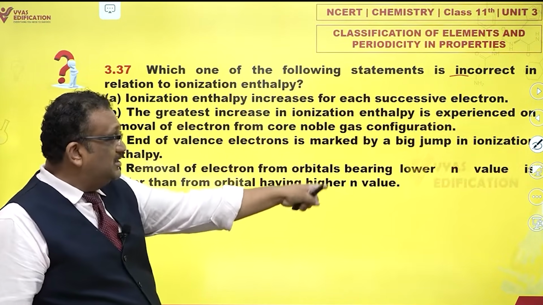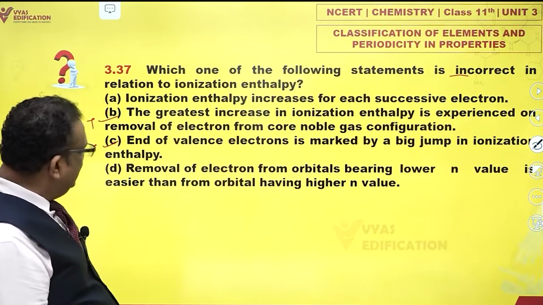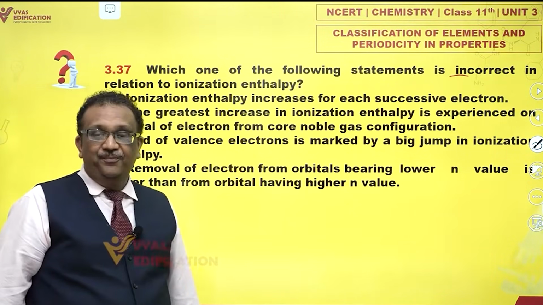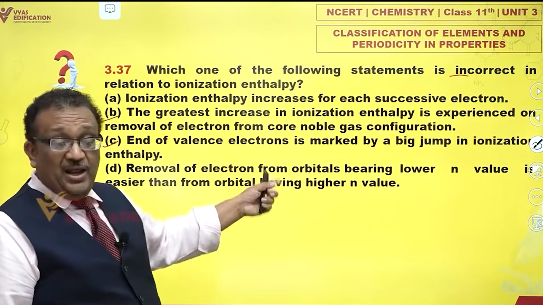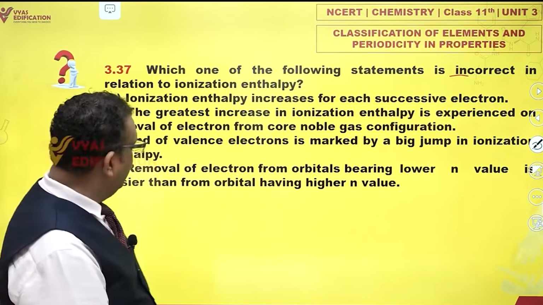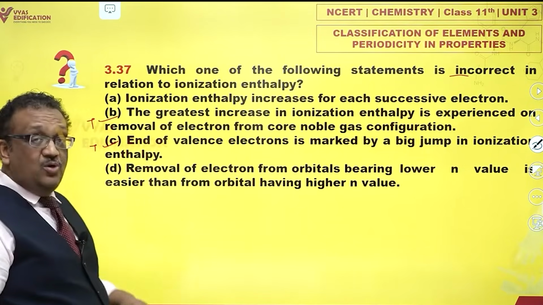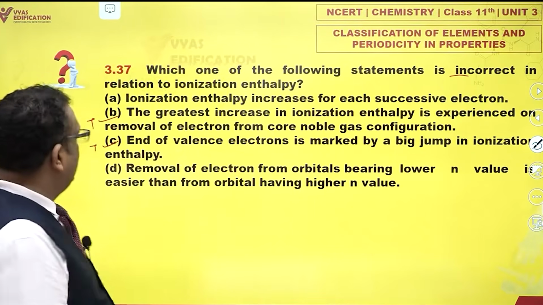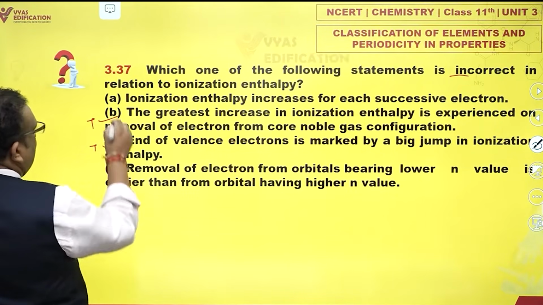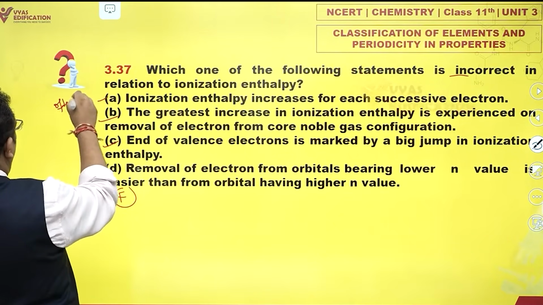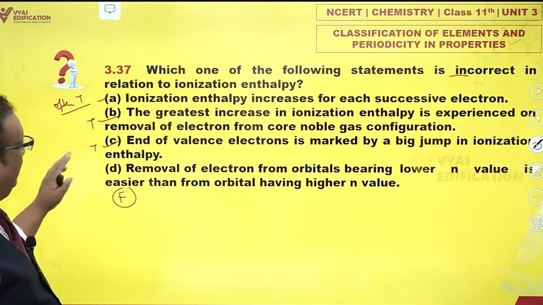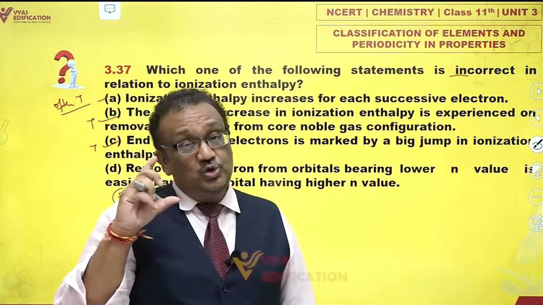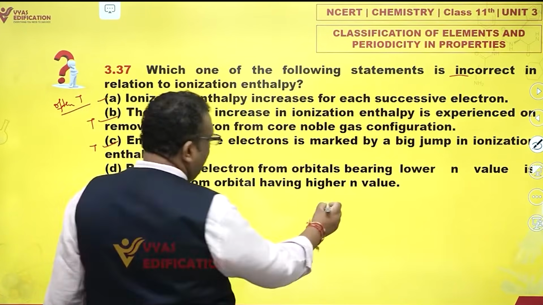Removal of an electron from orbitals bearing lower n value is easier than from orbitals having higher n value. Now this is a really bad idea. If you're removing inner electrons, and they're saying it is easier, no, it is not easier. It is more difficult, because the lower n values are being attracted more strongly. So this is absolutely false. If you're talking about incorrect, and the question says choose only one answer, I would say D is the answer.